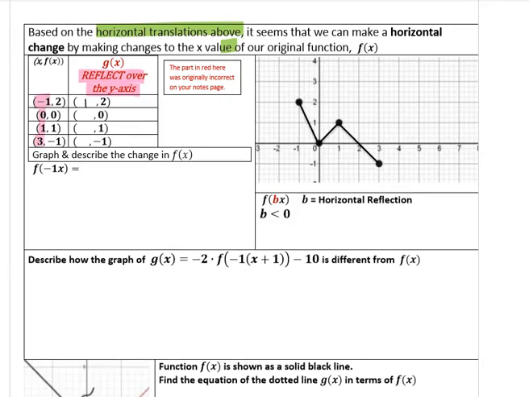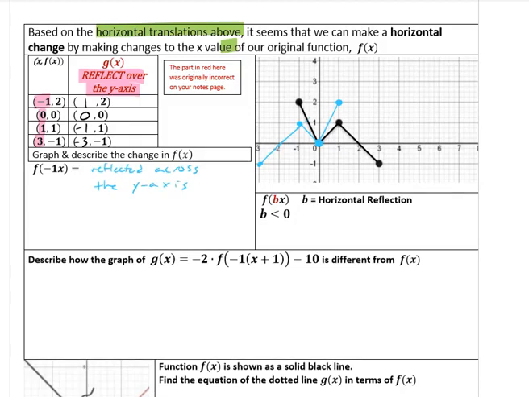So it ends up becoming 1, 0, -1, -3. If I plot those points, here's what I get. All we do is flip it. We took these points and said, okay, if it's here, we're going to move it this way. This one moved to here, and this one moved to here. So that's what we call a reflection. So f of negative x would just be reflected across the y-axis.